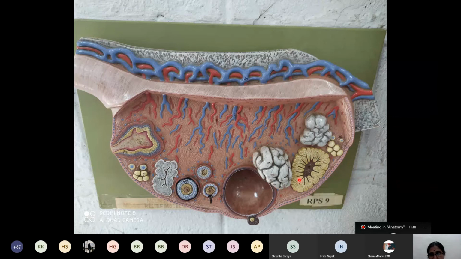This is the corpus luteum. Now if there is fertilization, then what happens? This corpus luteum converts into corpus luteum of pregnancy and persists for 20 weeks, and secretes progesterone which maintains the endometrium for the pregnancy, and later on it is replaced by the placenta. And if there is no fertilization, this corpus luteum regresses and forms this white scar. These white scars are known as corpus albicans.